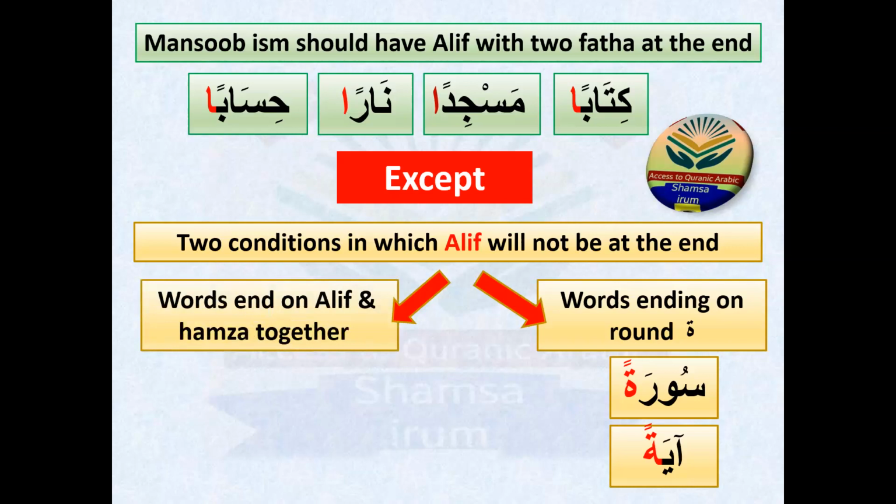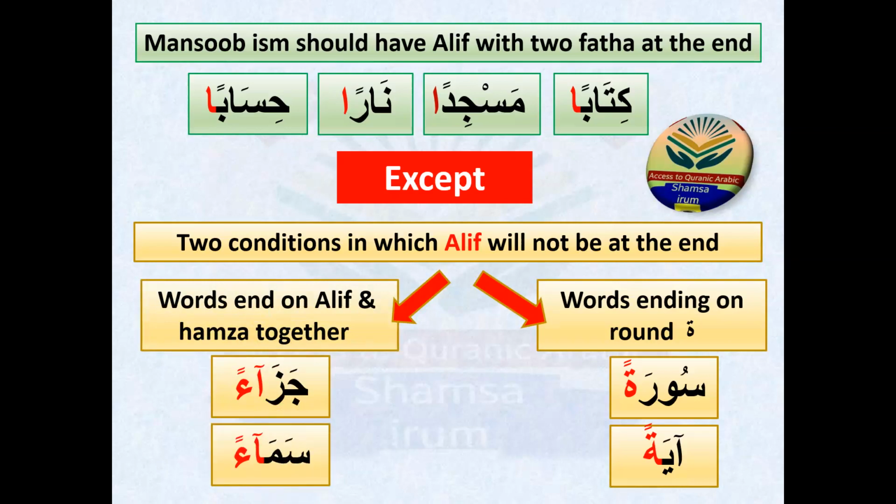And the next condition is words ending on alif and hamza together, like jazaan, samaan, and this is also the mad muttasil. Okay, and here is the other exceptional case, where you will see the hamza with the double fatha, but then you will not see the alif in the end of this word. You can say that there is already an alif before it, so there is no option that there should be another alif in the end.